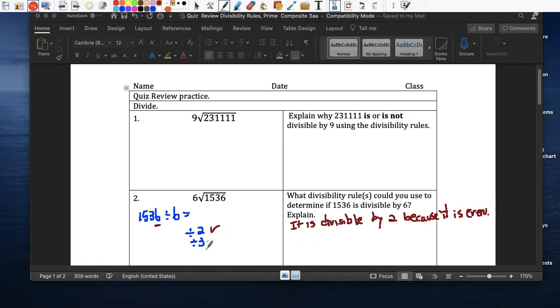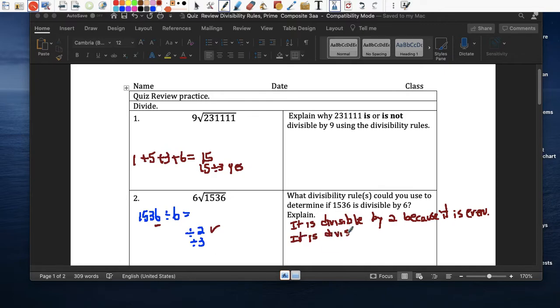Is it divisible by 3? What was the trick for 3? The trick for 3 is the same as for 9. We get 1, add 5, add 3, and add 6. 1 plus 5 is 6, 6 plus 3 is 9, and 9 plus 6 is 15. Is 15 divisible by 3? Yes, because 15 divided by 3 is 5. So what does that mean? The whole number is also divisible by 6. It's divisible by 2, and it is divisible by 3.